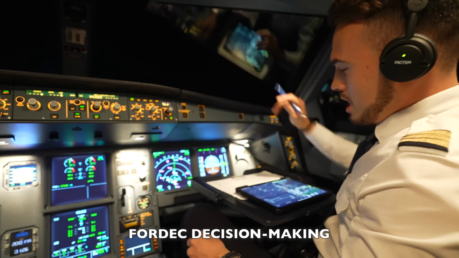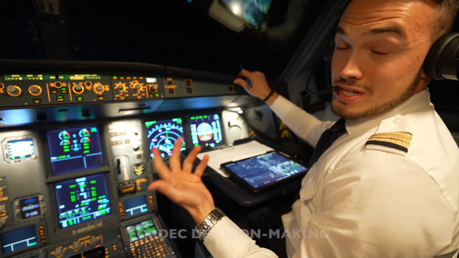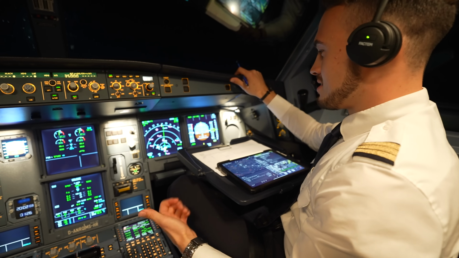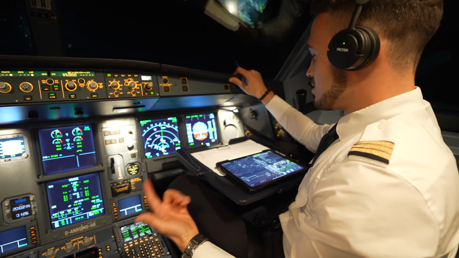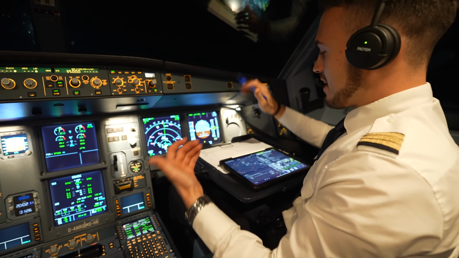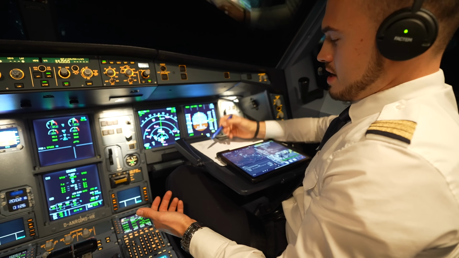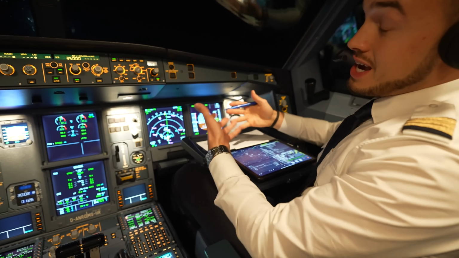Basically that's my FORDEC help sheet, that's like a mental model we use. We use it for decision making, and the F stands for facts, O stands for options. So facts could be, the fact is that runway 03 right and 21 left in Athens is closed right now, so I can't use it.